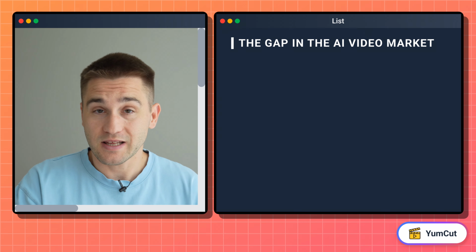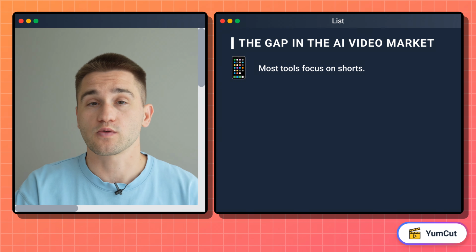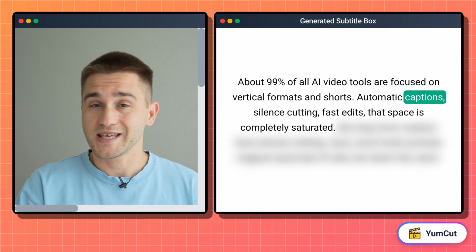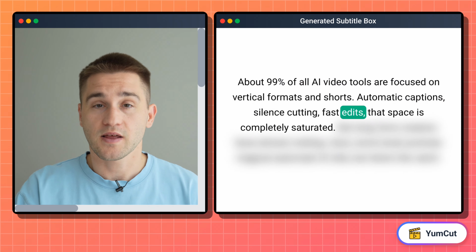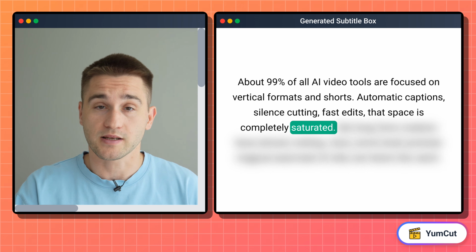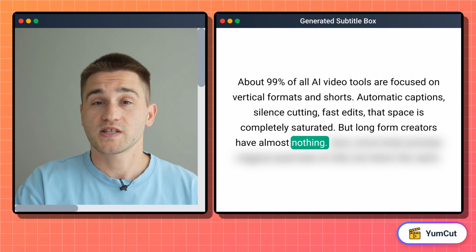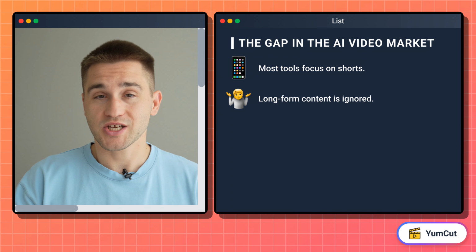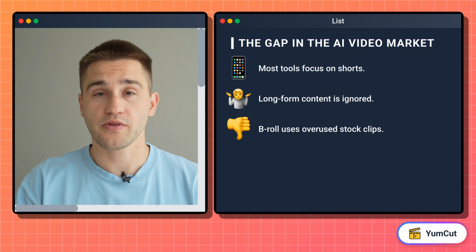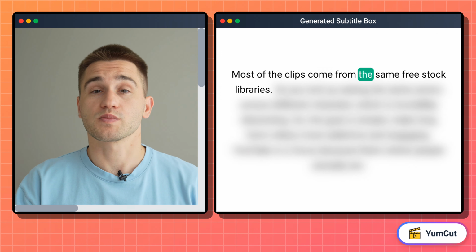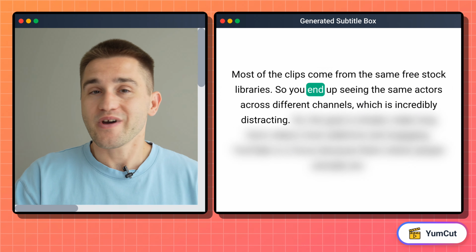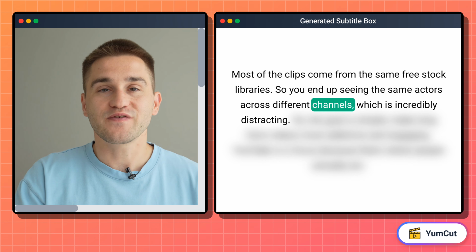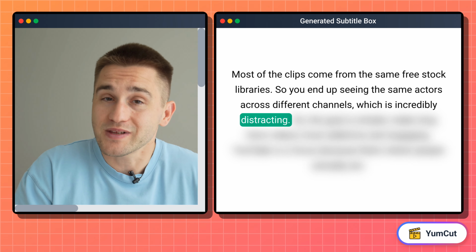About 99% of all AI video tools are focused on vertical formats and shorts. Automatic captions, silence cutting, fast edits, that space is completely saturated. But long-form creators have almost nothing. Sure, some tools promise magical automatic b-rolls, but here is the catch. Most of the clips come from the same free stock libraries, so you end up seeing the same actors across different channels, which is incredibly distracting.